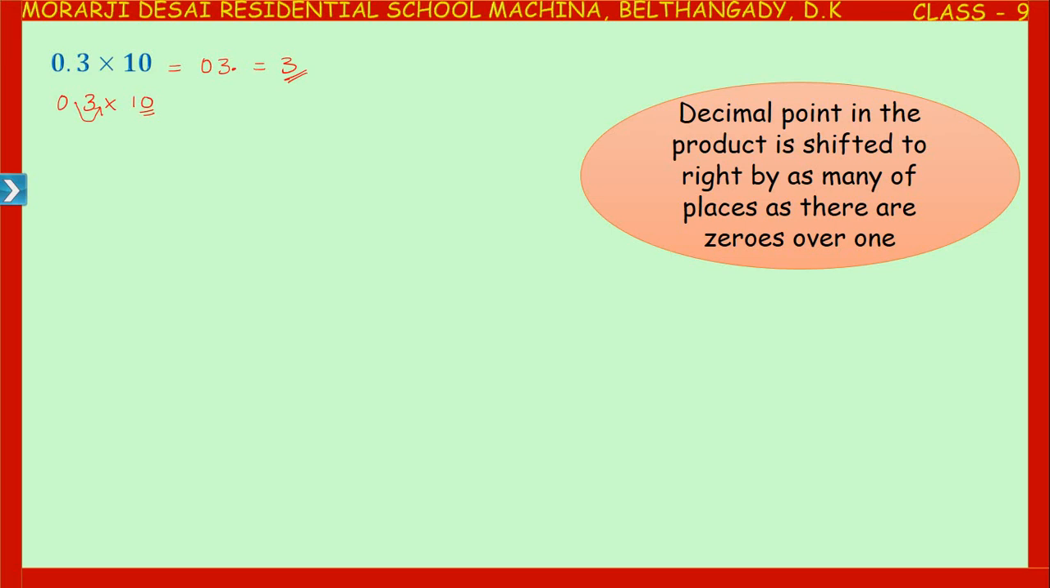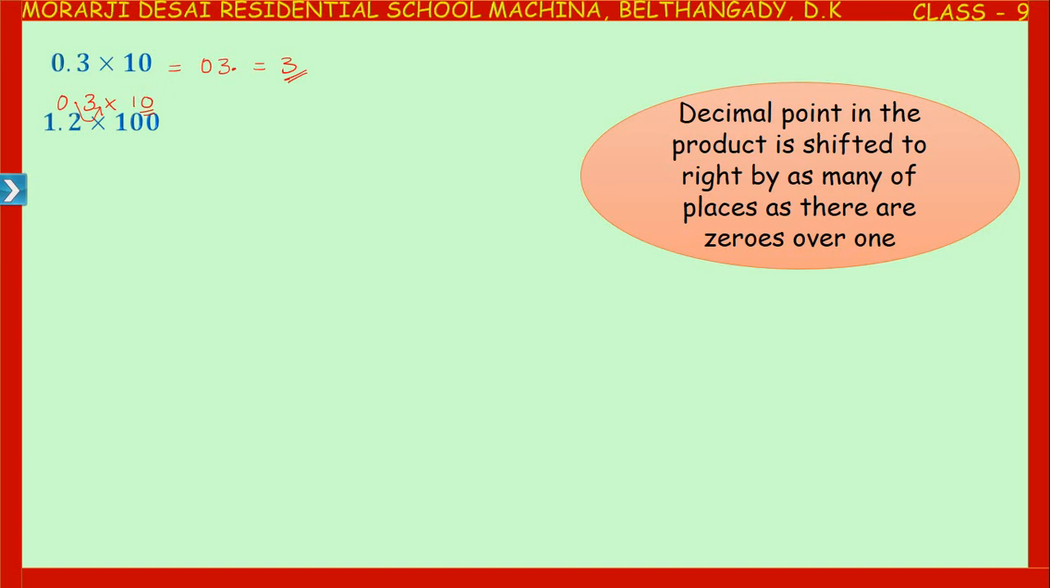So while multiplying decimals by 10, 100 or 1000, the decimal point in the product, that is in the answer, is shifted to the right. The point should be shifted to the right by as many places as there are zeros over 1, that is, according to the number of zeros over 1.